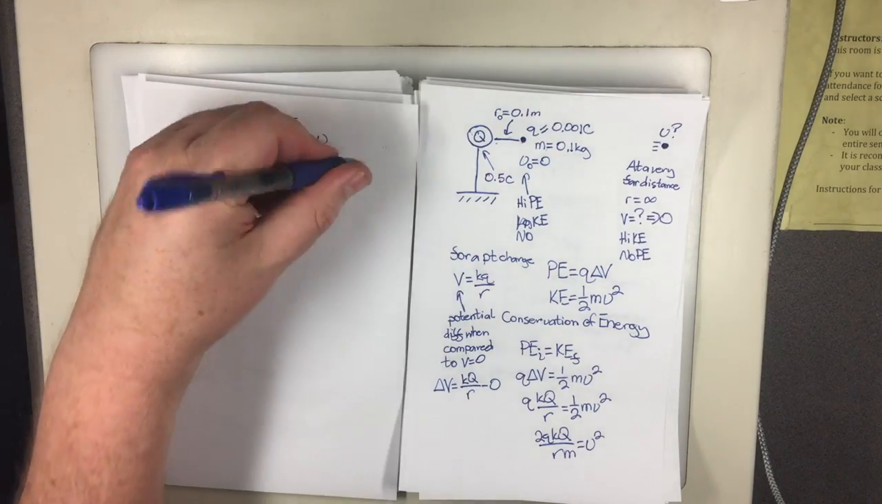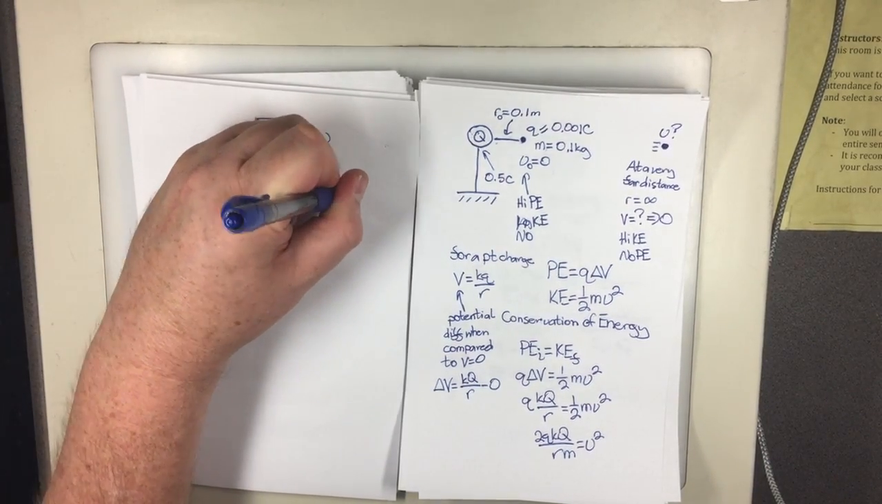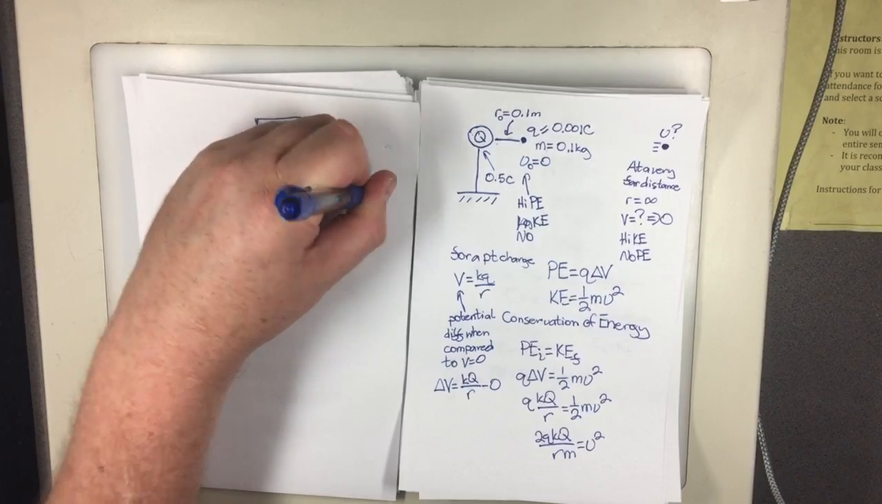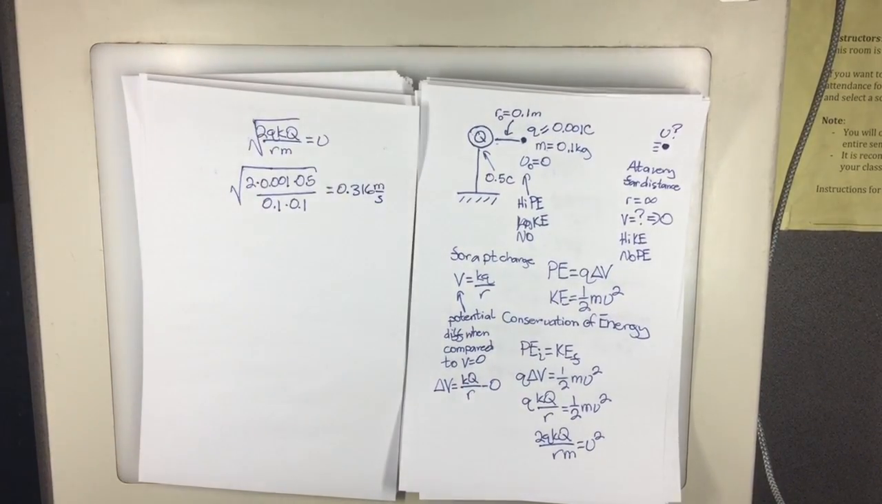And I get it would take forever to get to this fast, 0.316 meters per second. So if you had that charge 10 centimeters away from the bigger charge and you let it go, its maximum velocity that it would attain is roughly 1/3 of a meter per second.